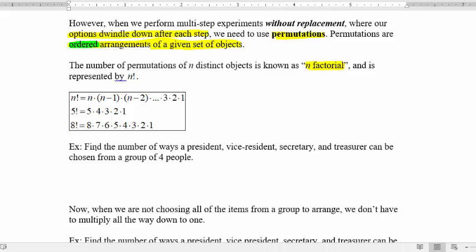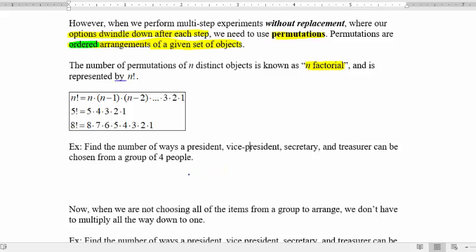So if you were asked to find the number of ways a president, vice president, secretary, and treasurer can be chosen from a group of 4 people, that means in this case, everyone is getting a position, basically, right? Because there's 4 people and they all have to have one of these positions.